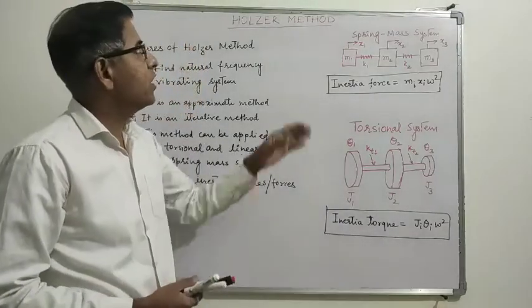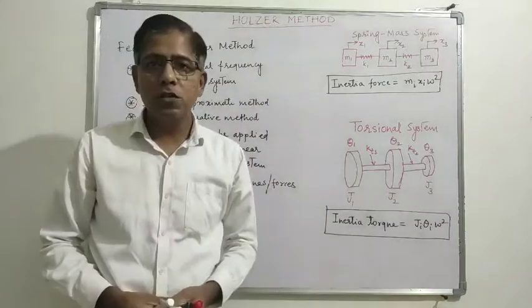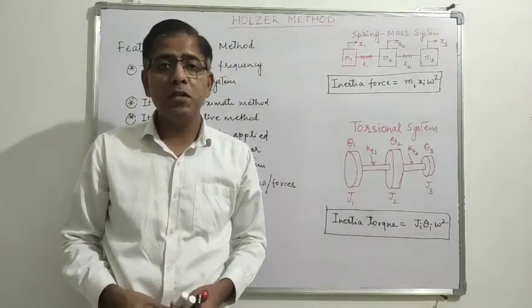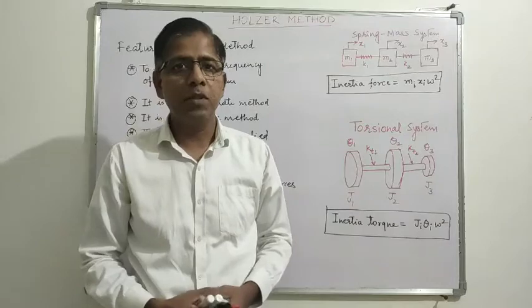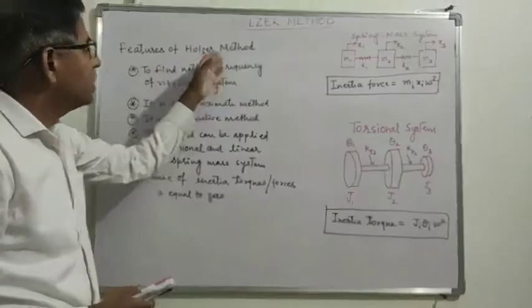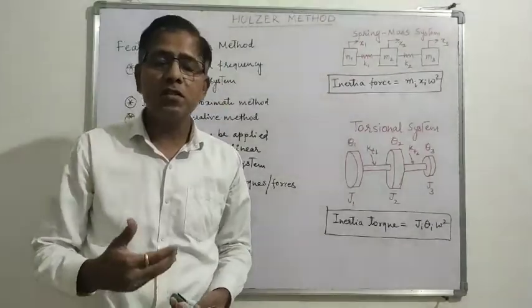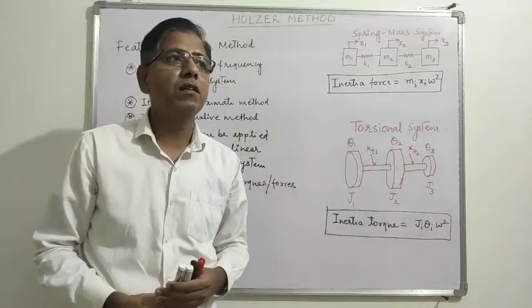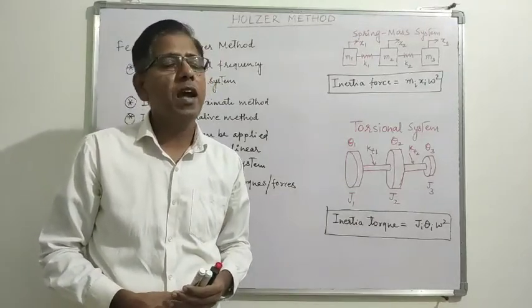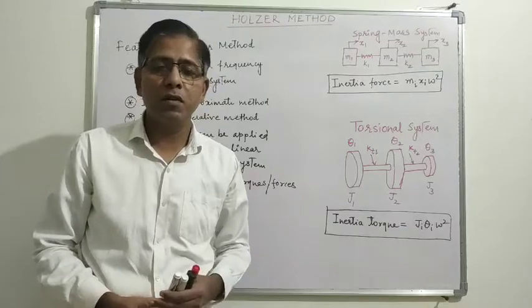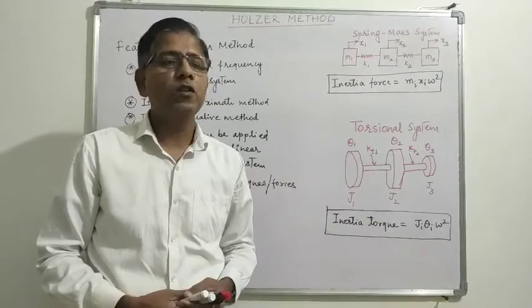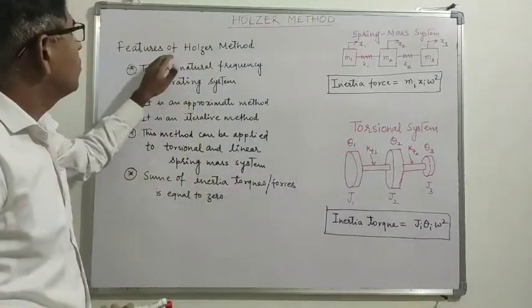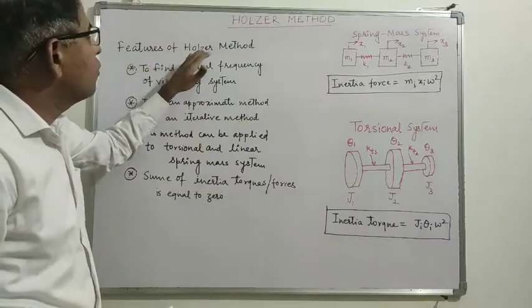In today's lecture we are going to see the Holzer method of finding the natural frequency of a multi-degree of freedom system. First we will see some of the key features, or the theory behind the Holzer method, and then we will see an example of the Holzer method. Okay, so what are the key features of the Holzer method?